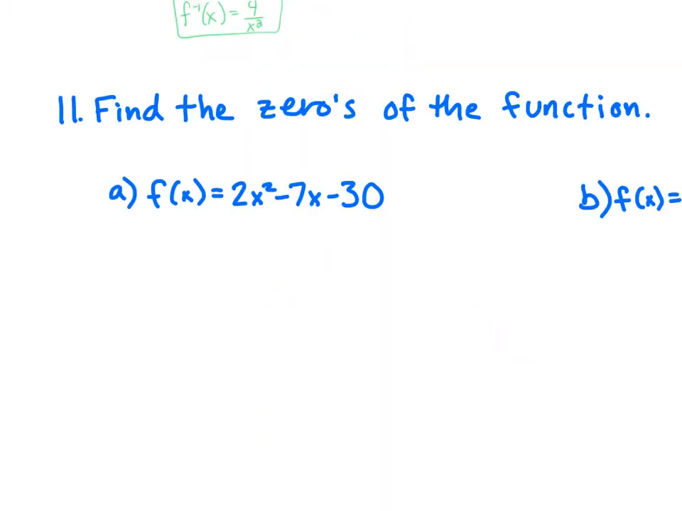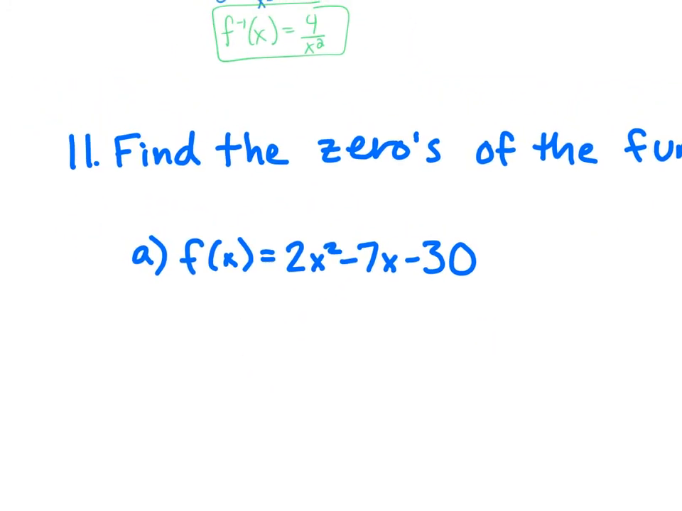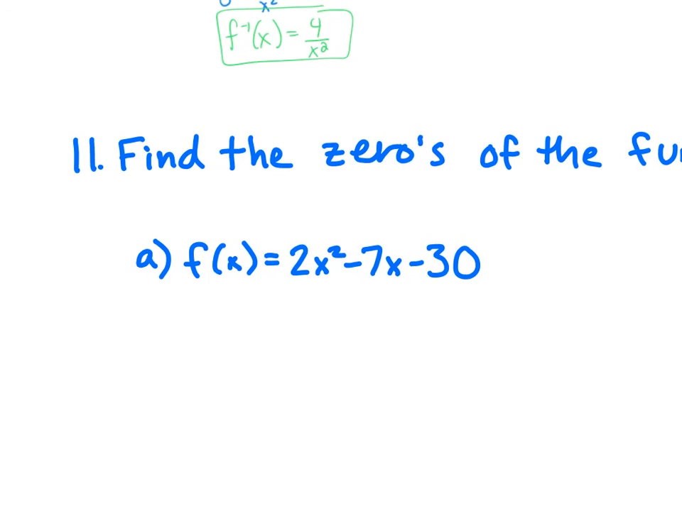Okay, now we have where we find the zeros. Guys, zeros is the same thing as roots, solutions, x-intercepts. All that means is we take our function, we set it equal to 0, and we factor. So I have 2x squared minus 7x minus 30 equals 0.